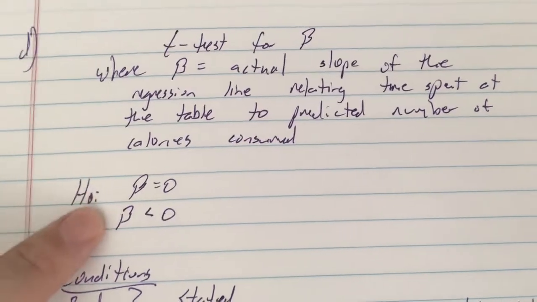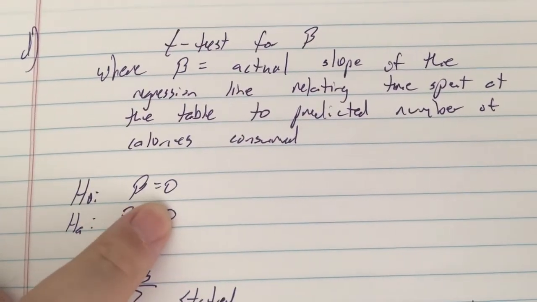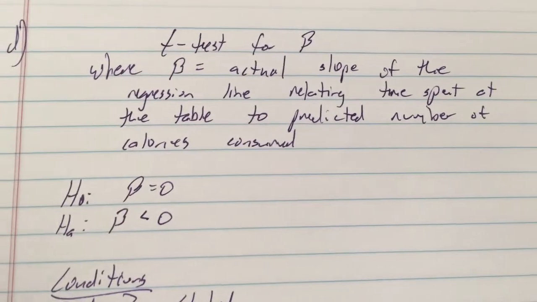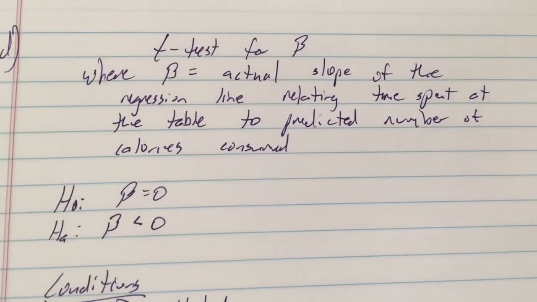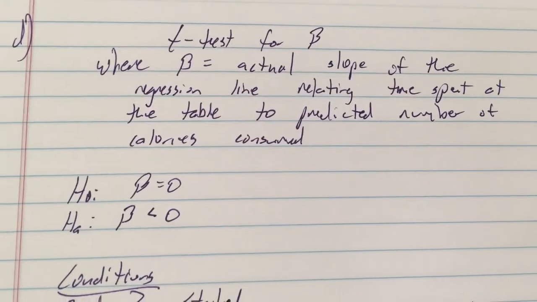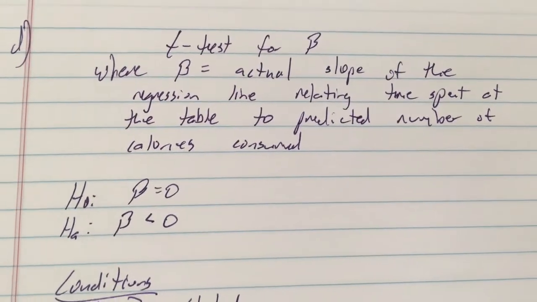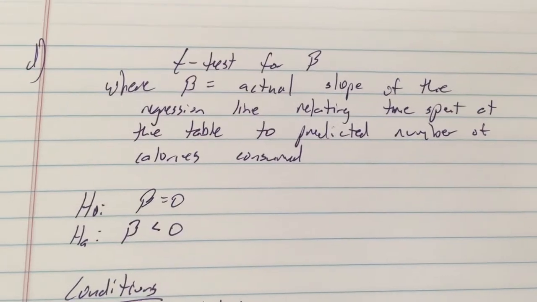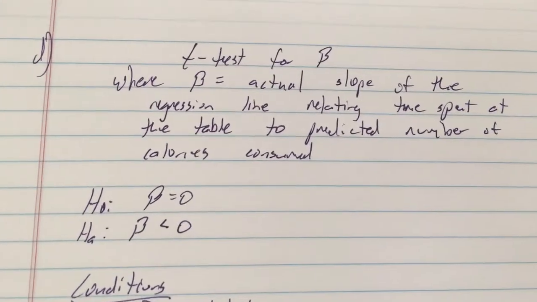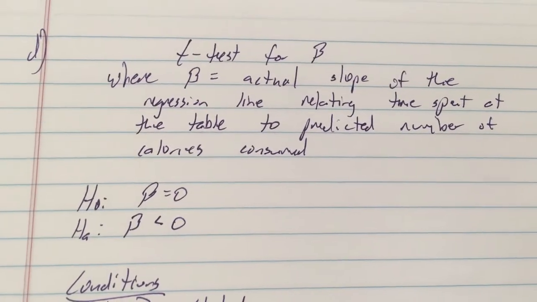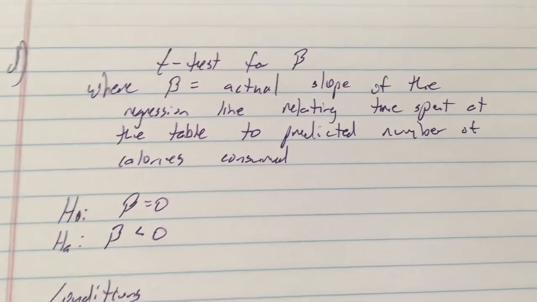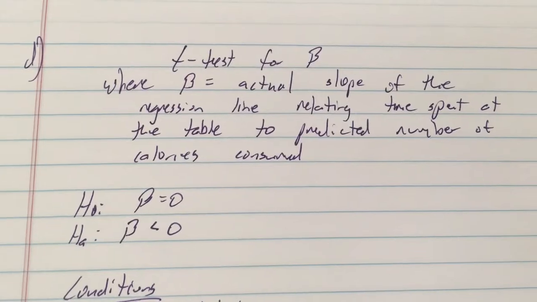The null hypothesis is almost always going to be that beta equals 0, because that would mean that there is no relationship between the two. A slope of 0 would mean no relationship. The alternative here is that beta is less than 0. The reason why is because of the way the problem was worded. It says, do these data provide convincing evidence of a negative linear relationship? Negative meaning a negative slope.